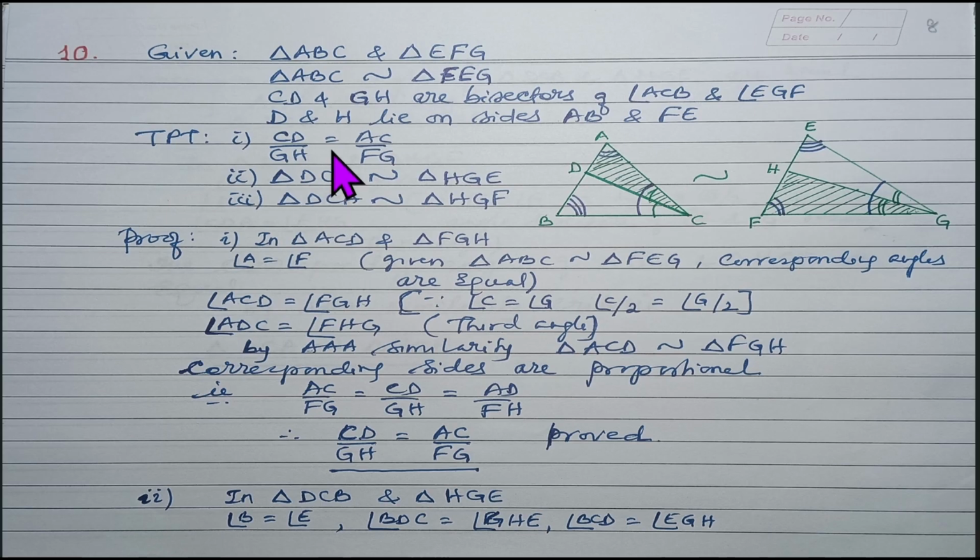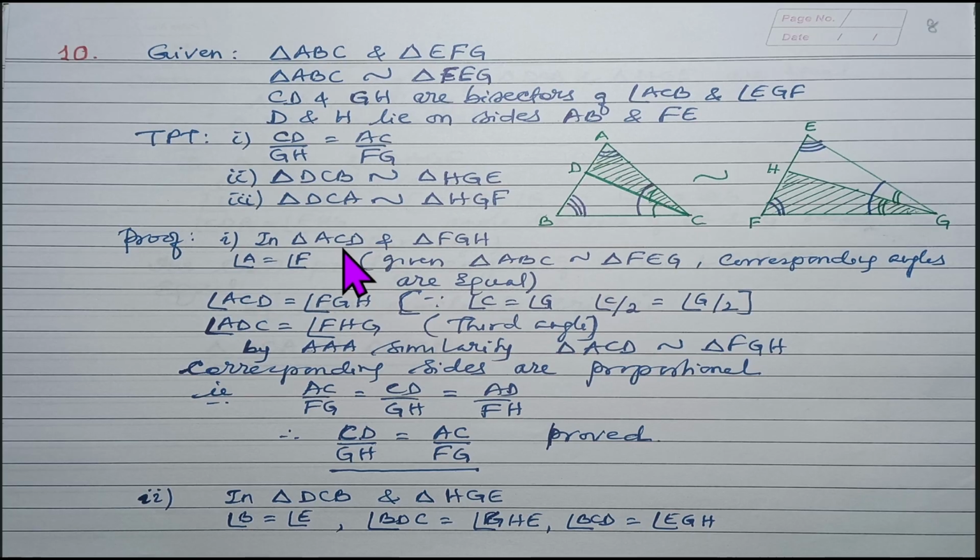Now we have to prove CD upon GH is equal to AC upon FG. And also we have to prove triangle DCB is similar to triangle HGE, and triangle DCA is similar to triangle HGF. So let us understand here, there are three important proofs we have to give. So let us go one by one.